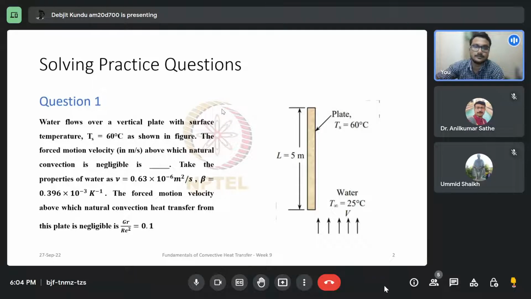So in that limit, what should be the velocity V? This is in some sense the maximum velocity which could be there. If it's above that, then natural convection can be ignored and we can move on to a forced convection kind of situation. So this velocity has to be found.